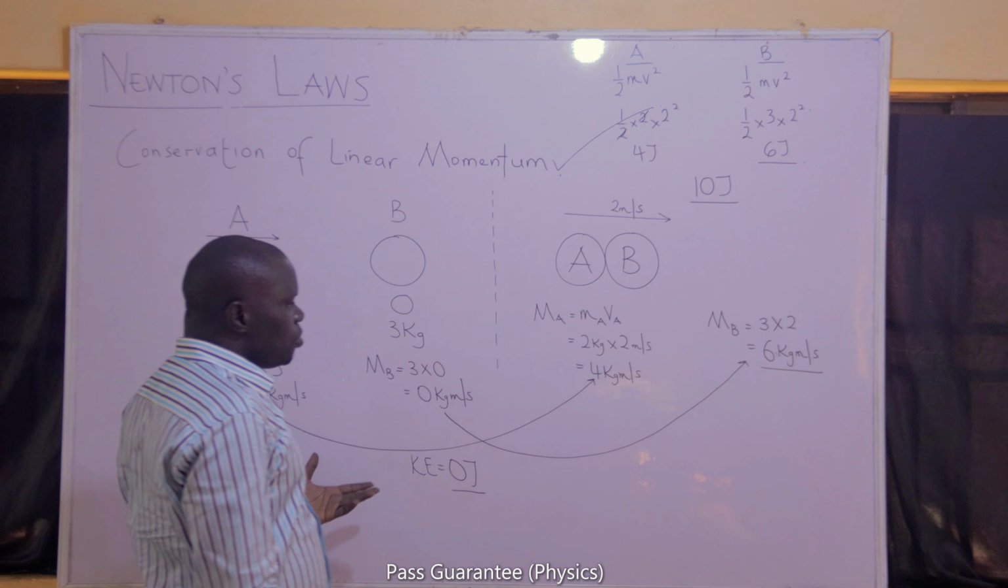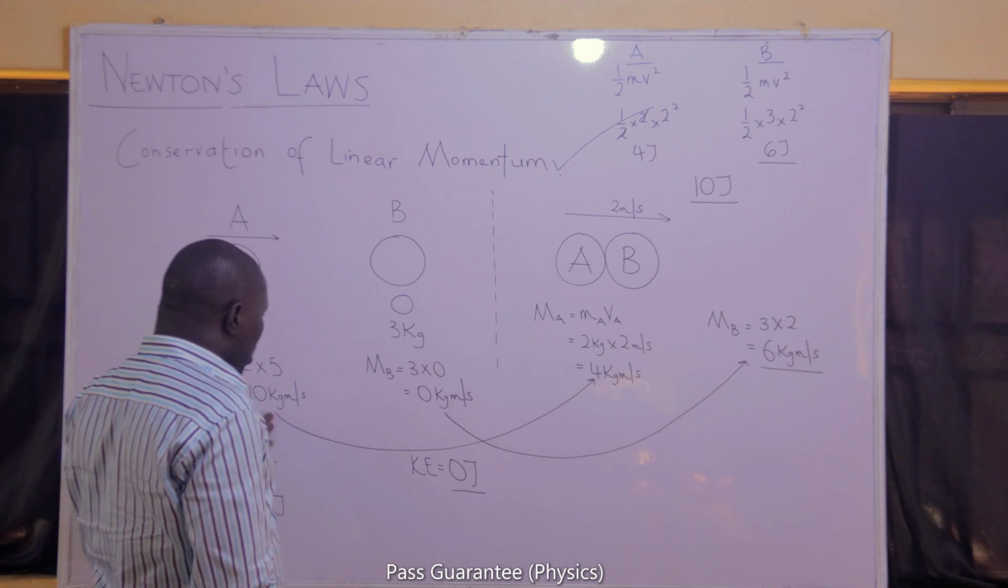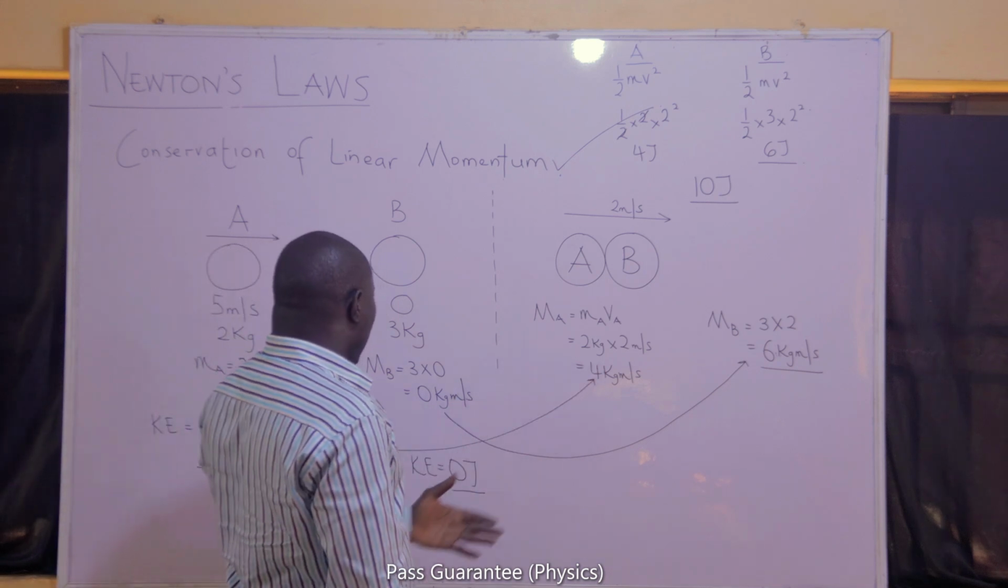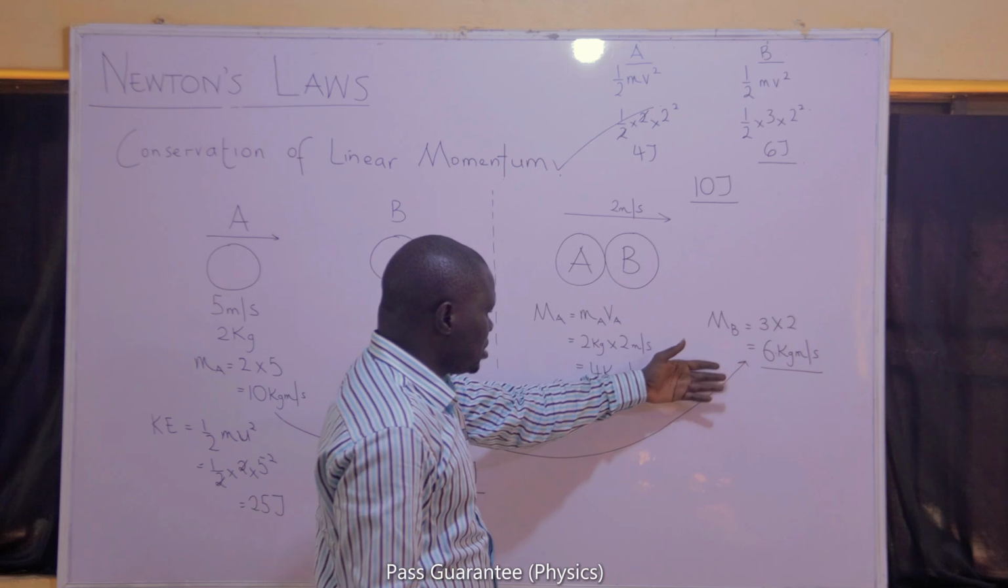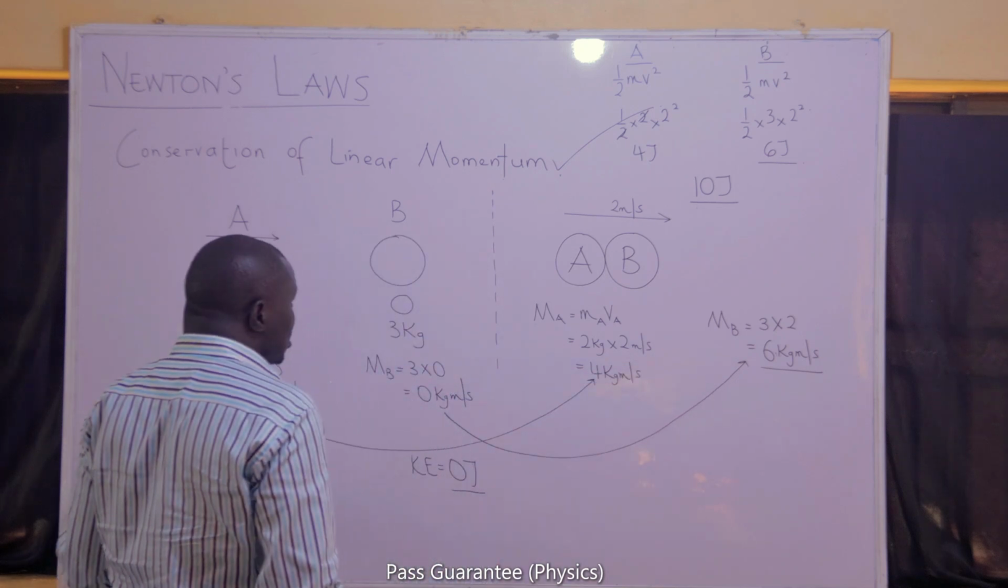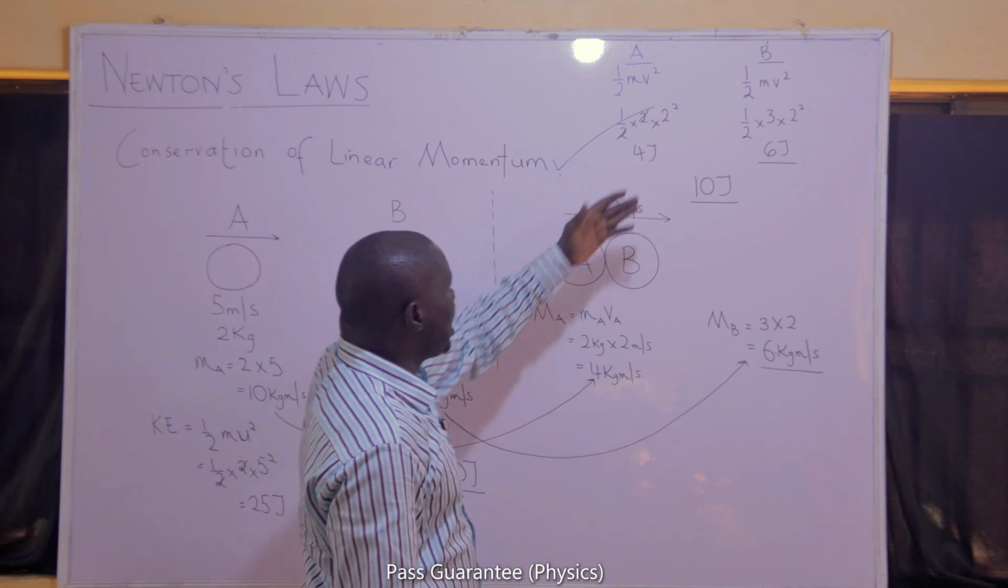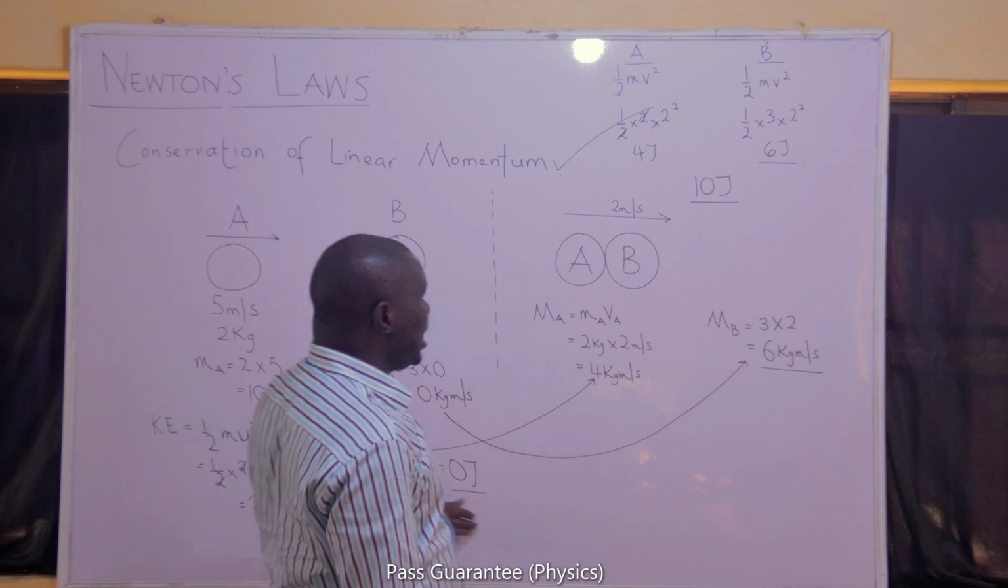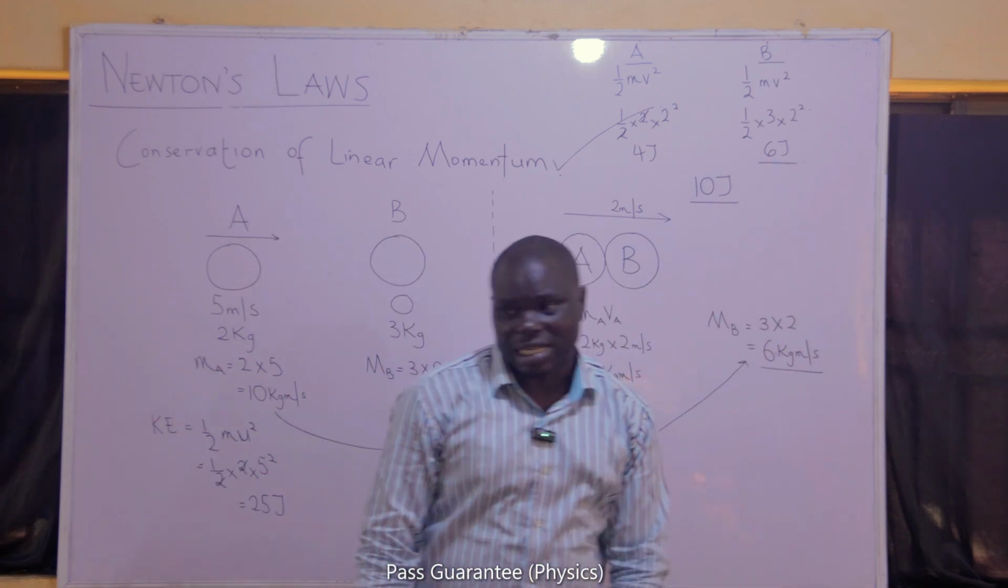It is not like in momentum. In momentum, A lost 6, while B gained that 6. But here, A lost 21 joules of his kinetic energy, and B gained only 6 joules of kinetic energy.